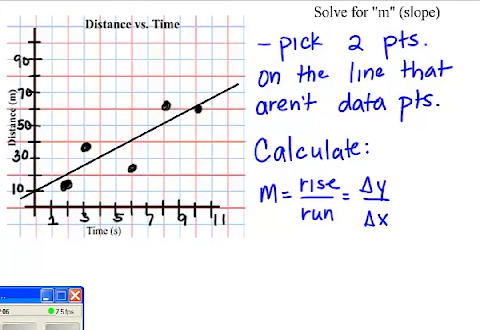We're going to solve for slope. In order to do that, you must pick 2 points that lie along the line that you've just drawn as your best fit line. These points cannot be data points, but should lie along the line. Let's look at an example of some good and bad points.